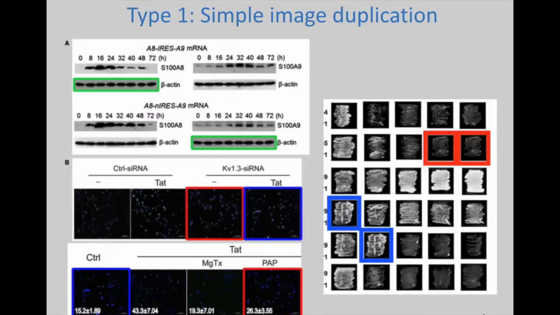This is what I call type 1, simple image duplications. For example, if you compare these two photos that are marked in red, and the colored boxes are mine. So I added them to the photos. They're not part of the original. So these two look identical, and these two, one here boxed in blue, also look identical. You see this little curved structure that you see in both of these. Well, if you look at the labels, they're different experiments, so that's not good.